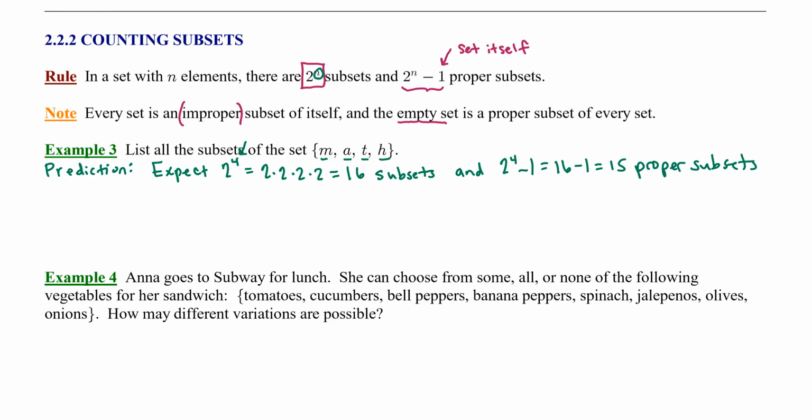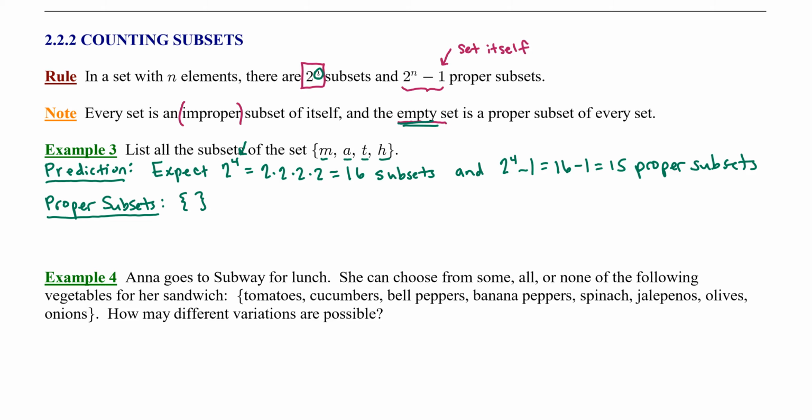Now that we know what to expect, let's get busy listing the subsets. And let's begin with the proper subsets. So we'll start with the smaller ones and we'll work up to the improper subset. Now remember, the empty set is a proper subset of every set. So I'm going to start with the set that contains 0 elements, and I'm just going to draw that as a set of curly braces with no elements. So there's my first subset.